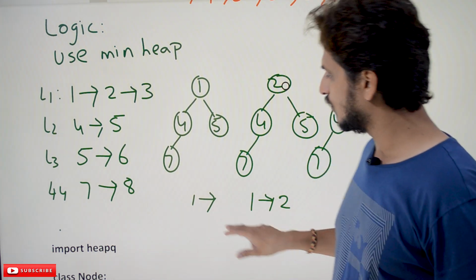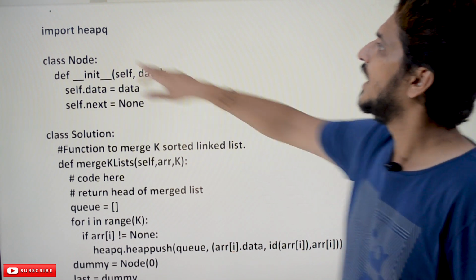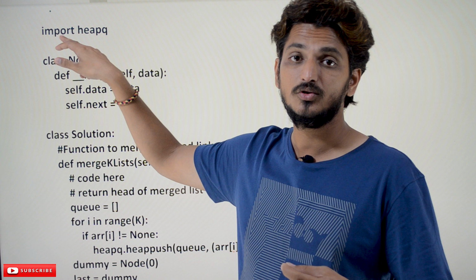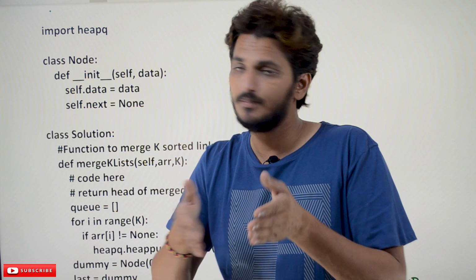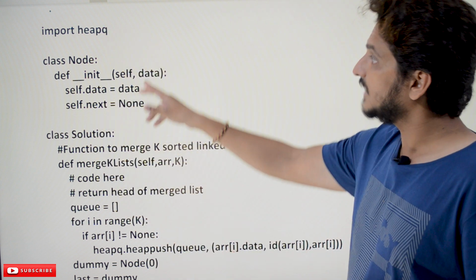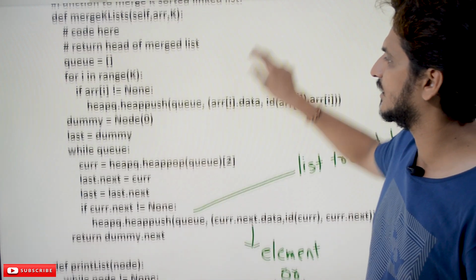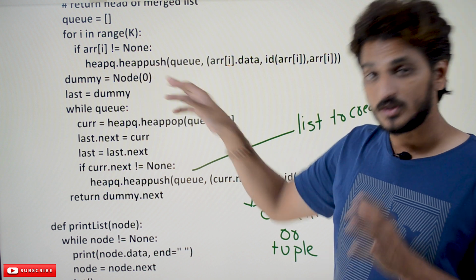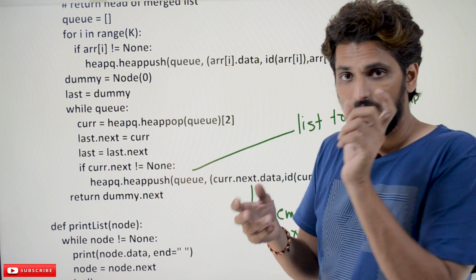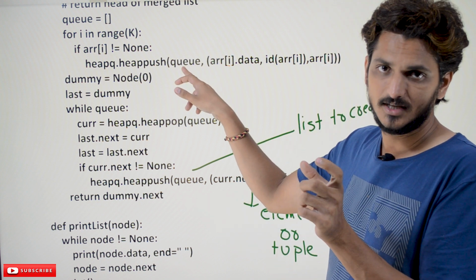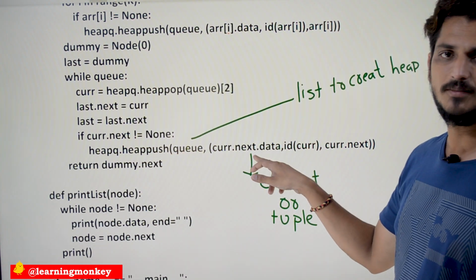So now coming to the coding part. In our last class we discussed that we are going to use the heapq class to create a min heap. And this heapq class consists of a heap push function. This push function works like this. It takes a list and an element. Here q is considered as the list.